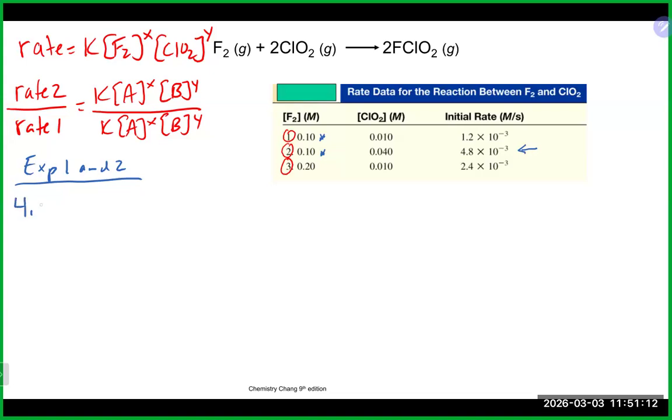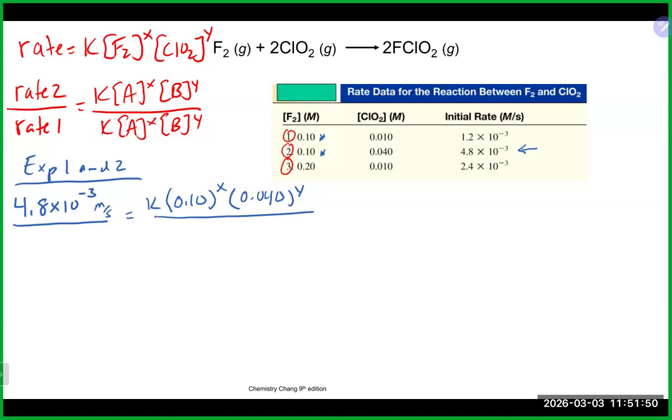Up on top is going to go everything from experiment number 2 from the table. So my rate is 4.8 times 10 to the minus 3 meters per second. That's going to equal my k, which is my rate constant, which at this point I really don't know what it is. I do know the concentration of my F2 in that experiment is 0.1, and that is to the x. And I do know my concentration for the other one is 0.04 to the y. So everything I put in there came from experiment number 2.